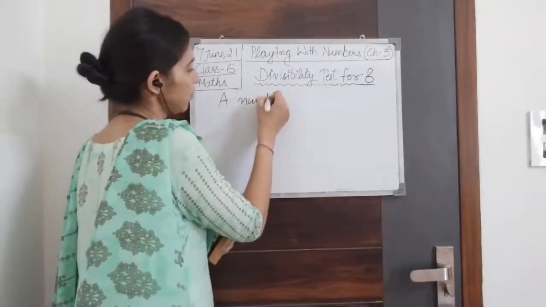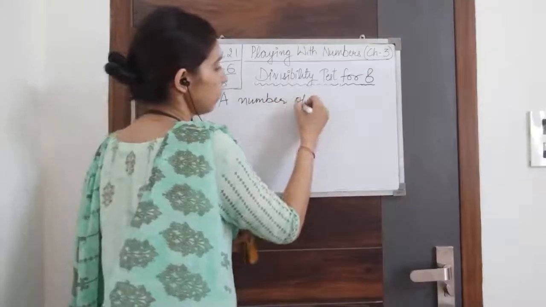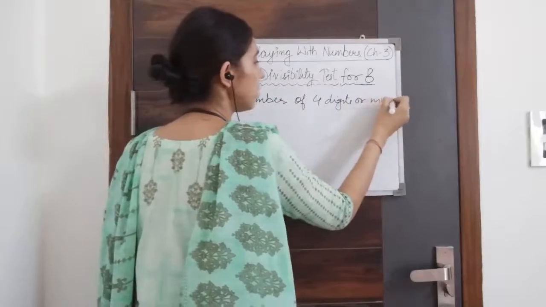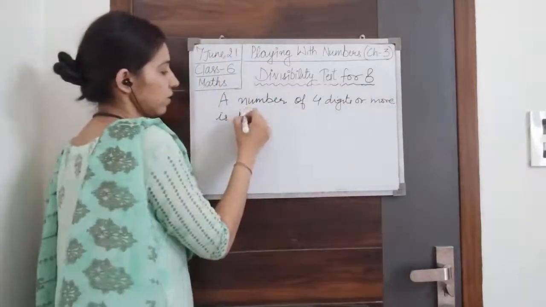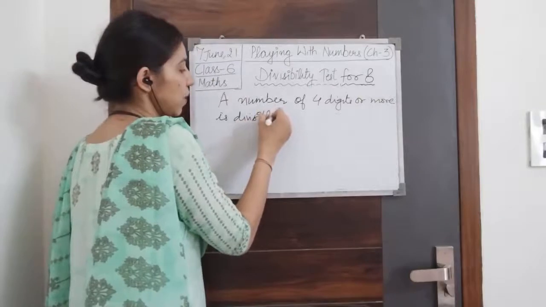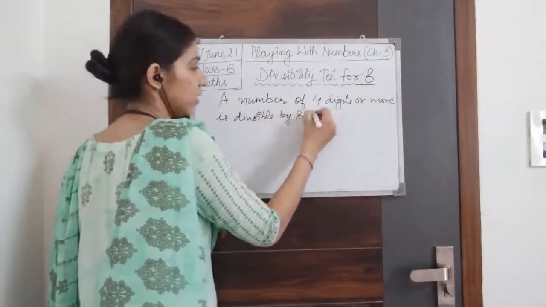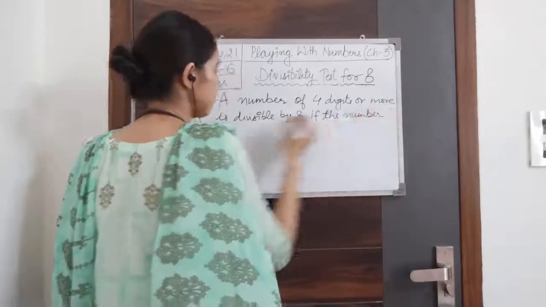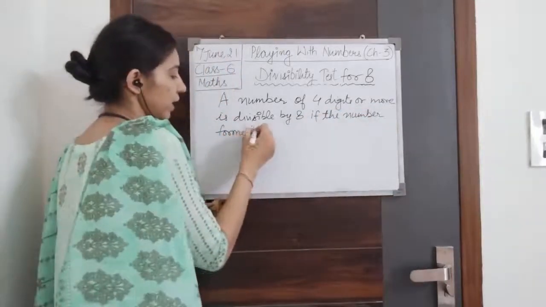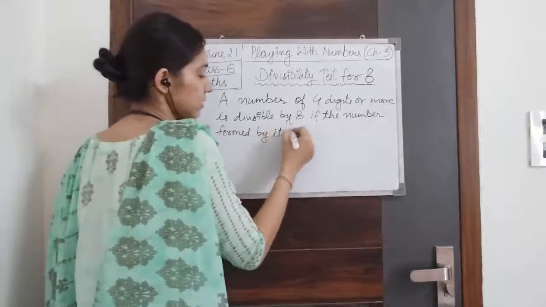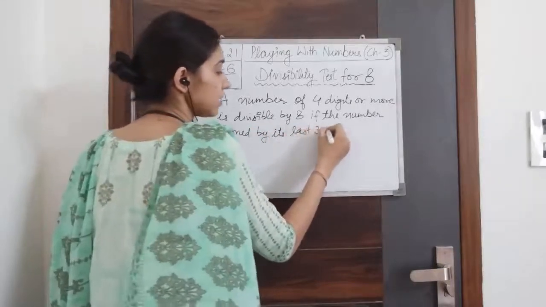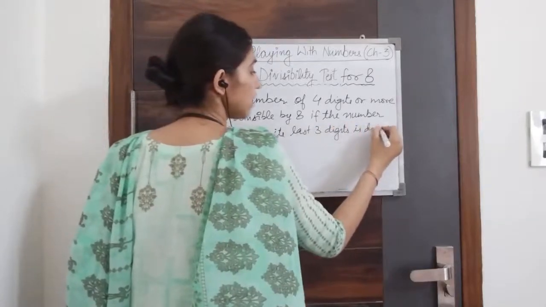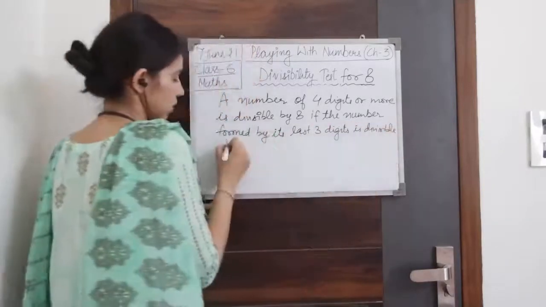A number of 4 digits or more is divisible by 8 if the number formed by its last 3 digits is divisible by 8.